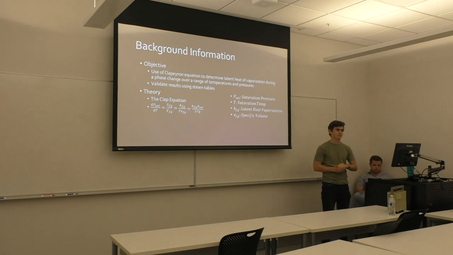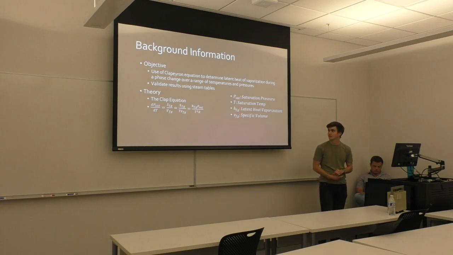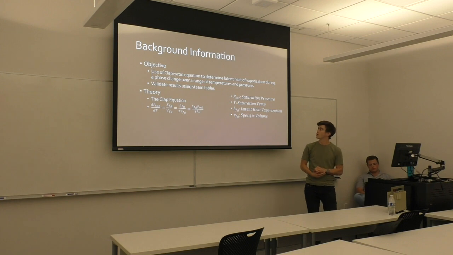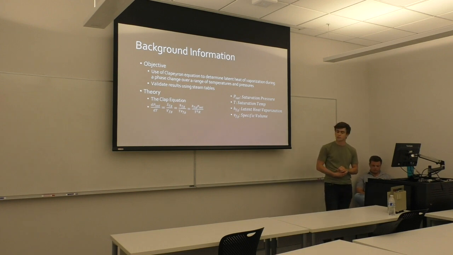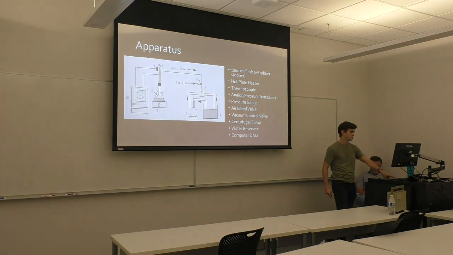Just some background information. The purpose and background for this experiment was to use the Clapeyron equation to determine the latent heat of vaporization during a phase change over a set range of temperatures and pressures. On the left-hand side, you can see the Clapeyron equation, and some of the parameters that we used are the saturation pressure, saturation temperature, latent heat of vaporization, specific volume, and the gas constant.